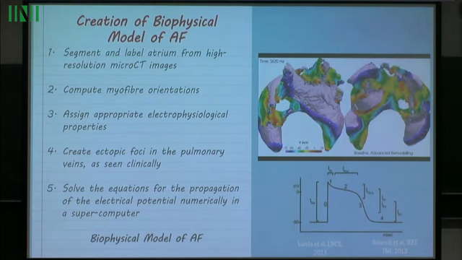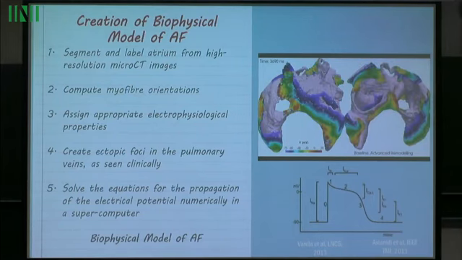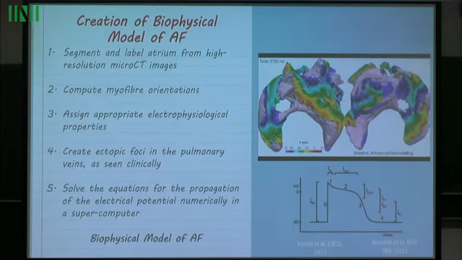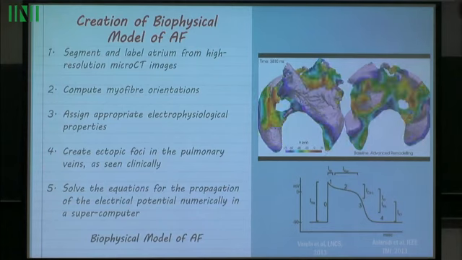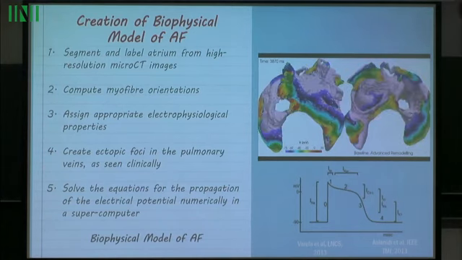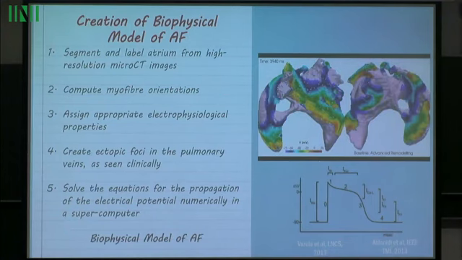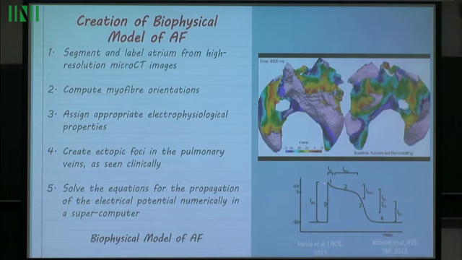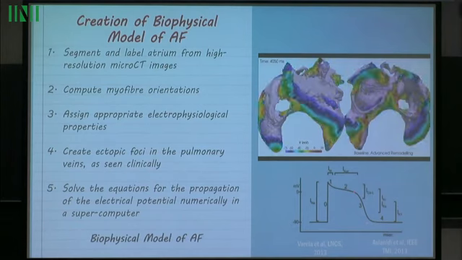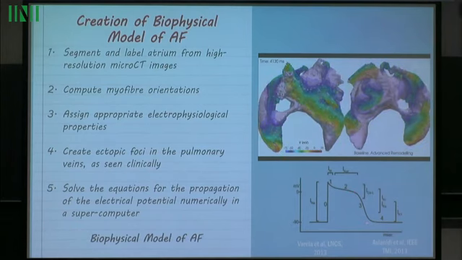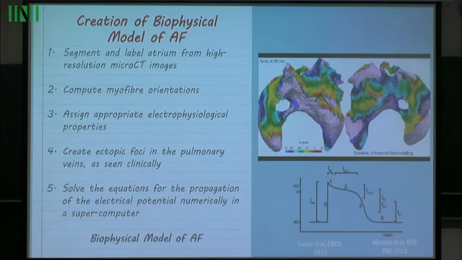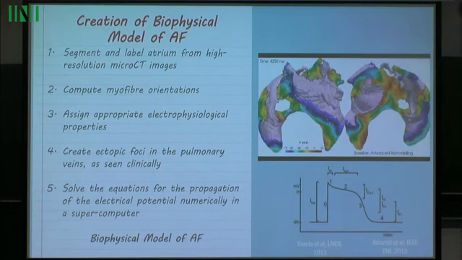I'll explain this movie fast. This is a movie of the propagation of the electrical signal in the atria, posterior and anterior view. The red bit corresponds to the rise of the action potential, and then the color goes down until dark blue is when it's going to rest. And you can see the sinoatrial node is in this region.